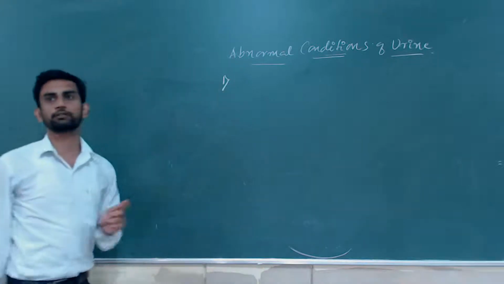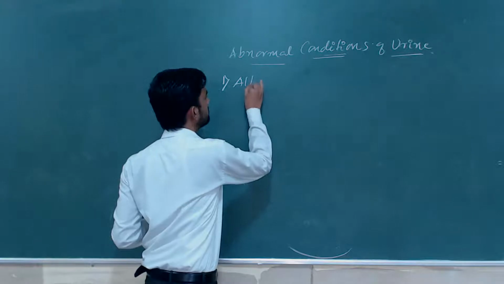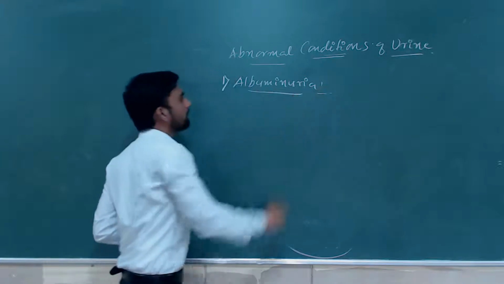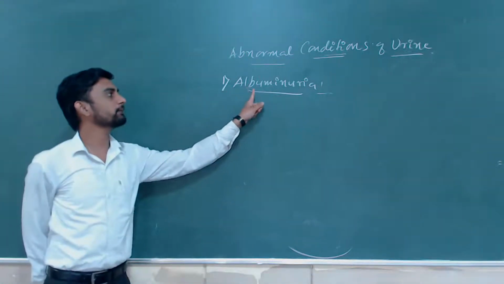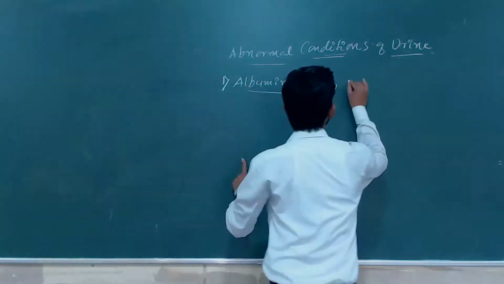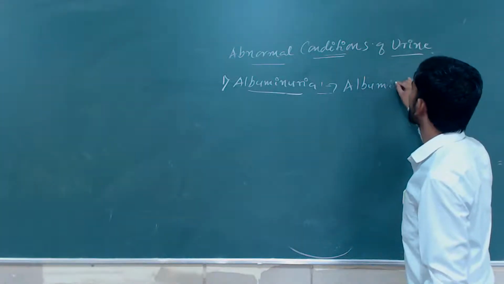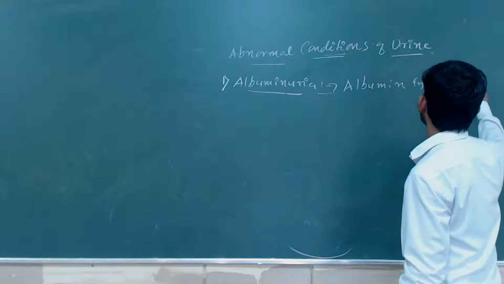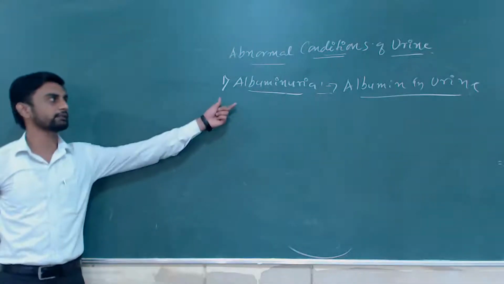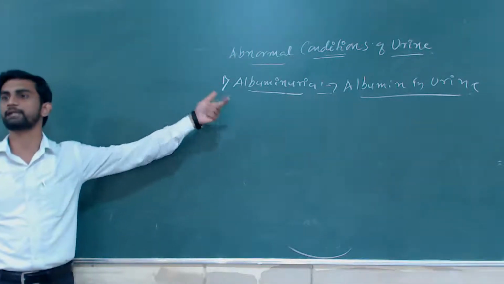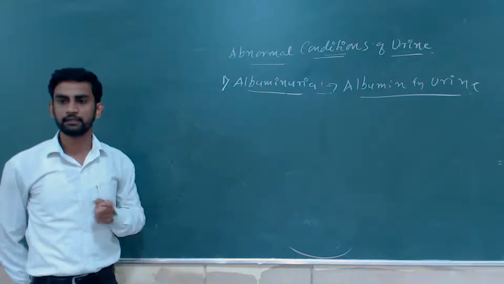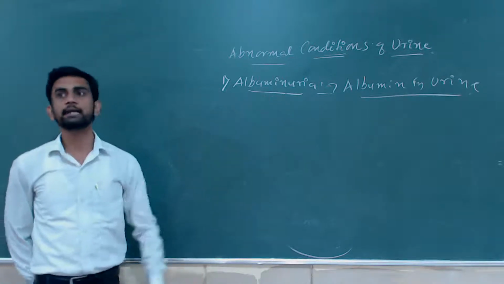First disease condition is called albuminuria. Albuminuria. The name itself says albumin in urine. In some persons, proteins are coming out along with the urine. Especially what type of protein? Simple protein. Two types of proteins may come, conjugated and simple protein. When these simple proteins come out along with the urine, this is what we can call albuminuria.